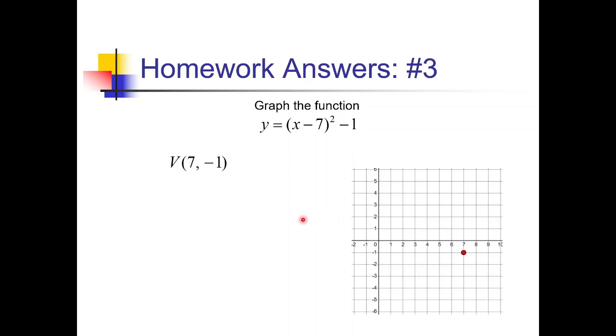And now to get another point, I'm just going to plug in a number very close to 7, like 8. Plug 8 in for x. That's going to give me 1 squared minus 1, which is 0. So that's going to be 8 comma 0, which is right here. And then the axis of symmetry that goes through the vertex, I'm just going to reflect over that to get my third point right there. And then that gives me enough to draw my parabola through those.